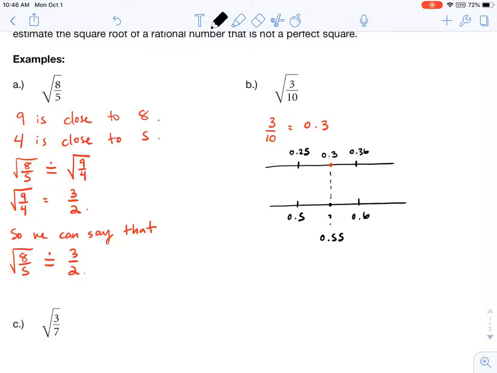And so we check. If we square 0.55, what we get in our calculator is 0.3025. So it's pretty close to 0.3. So we can say the square root of 3 over 10 is close to 0.55. So we can use those benchmarks to estimate as well, if we put it into decimal form.